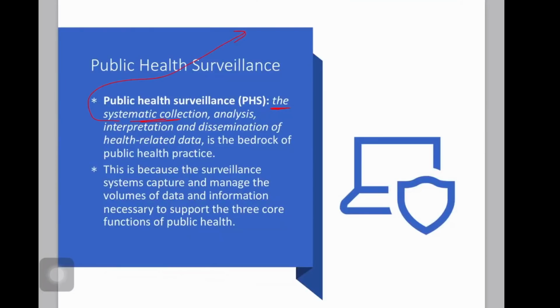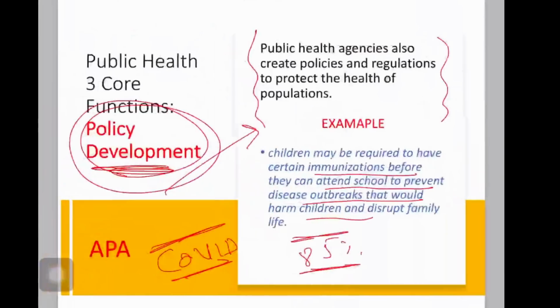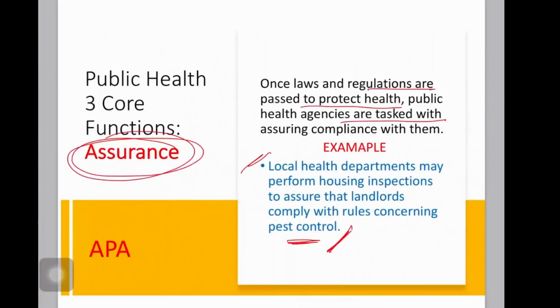If we collect the data, from which part, which age category, which ethnicity, with analysis, interpretation, and dissemination, health-related data is the bedrock of public health practice, right? This is because the surveillance system captures and manages the volume of data and information necessary to support the 3 core functions of public health. That leads back to the 3 core functions of public health that we have just discussed.